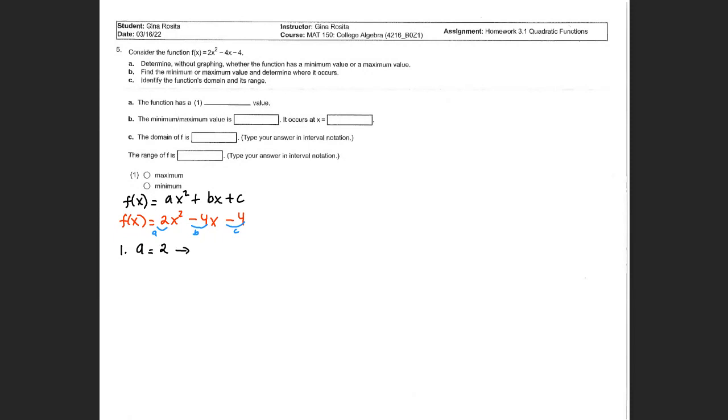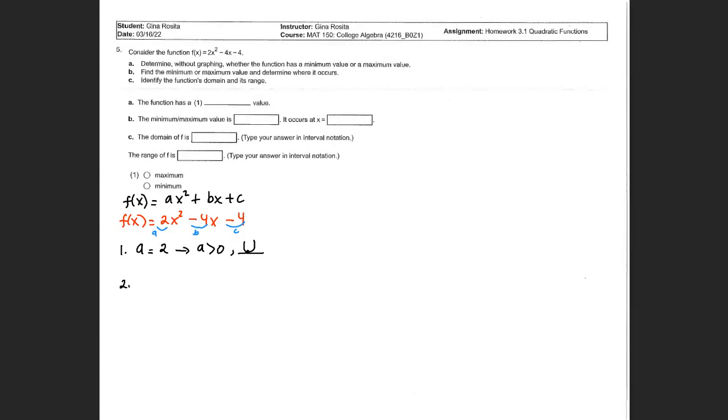It means a is greater than 0, so the parabola opens upward. So this is the minimum point. The vertex is the minimum point, and the function f has a minimum value. Now look at the graph here. The parabola is like this, open upward, so we have a minimum.